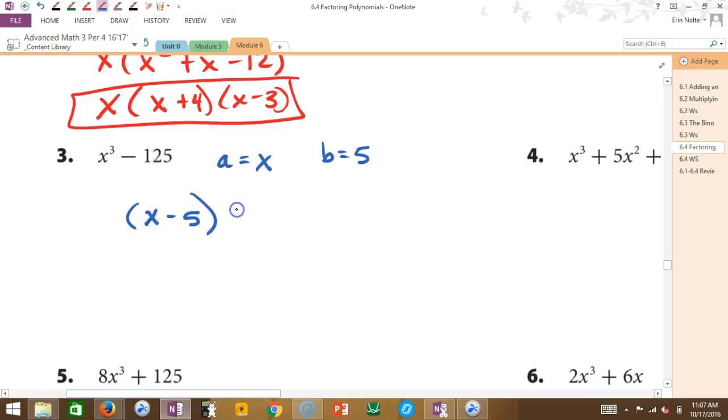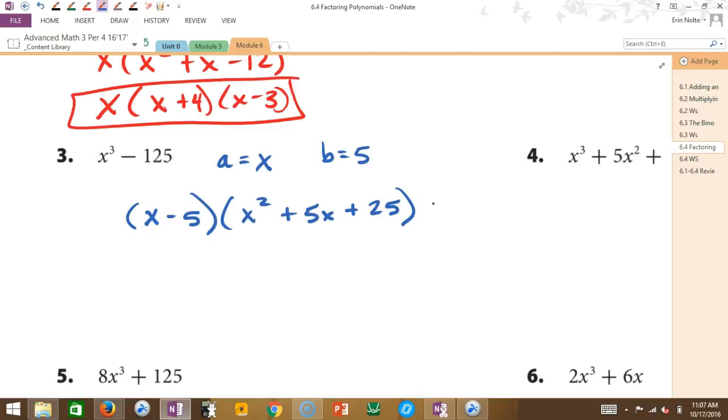X minus 5. Second term starts out with A squared. So what's my A squared? X squared. And it says plus A times B. You do 5x instead of x5. And then plus your B squared. Plus 25. Okay, so now, am I done? That's the question, right? Yeah, I think so.